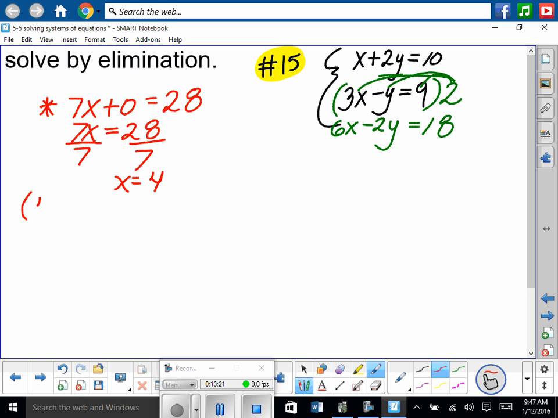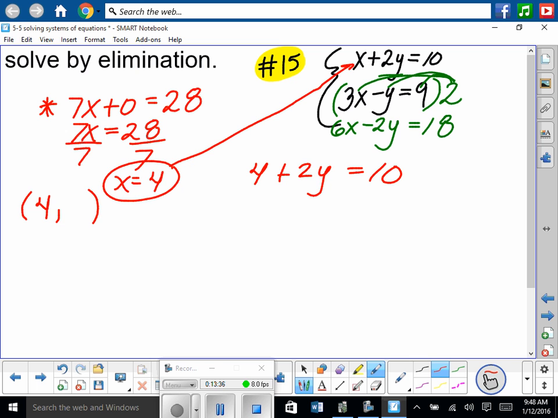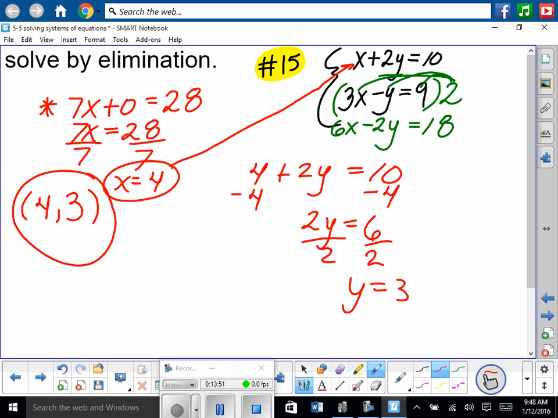So we know it's 4 comma something. Plug that back into one of the other functions for x to solve for y. So I'll plug it in. I'm randomly choosing right there. So I have 4 plus 2y is equal to 10. Solving for y algebraically, first I'll subtract 4 from both sides. So we have 2y is equal to 6. Divide by 2. y is equal to 3. So 4 comma 3 was our answer of where they intersect.